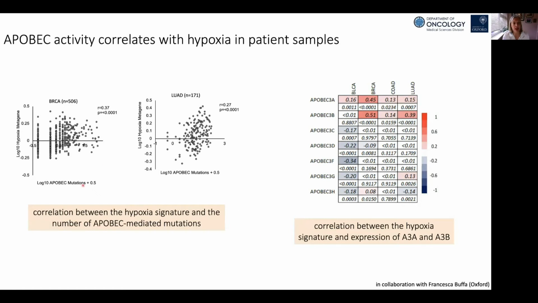And the answer was yes, and twofold. So first of all, we found that using the hypoxic signature, the more hypoxic tumours had greater numbers of APOBEC-mediated mutations. So there's a correlation there with hypoxia and that mutational signature that I described at the beginning. And secondly, that there is also a correlation between the hypoxia signature and the expression of A3A and A3B. Remember, the two APOBECs that are linked to this signature, and importantly, not to the other APOBECs. So we think this provides exciting evidence that there is indeed a link between hypoxia and APOBEC activity.